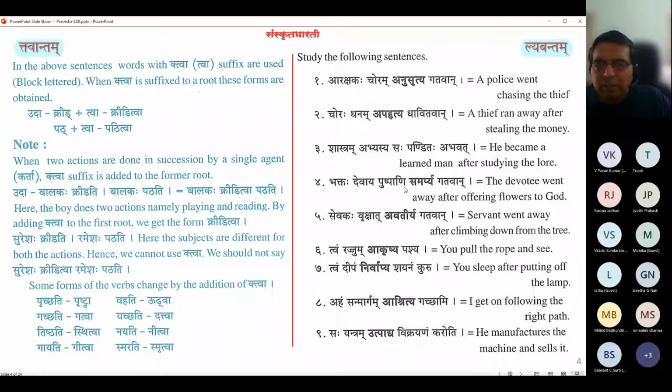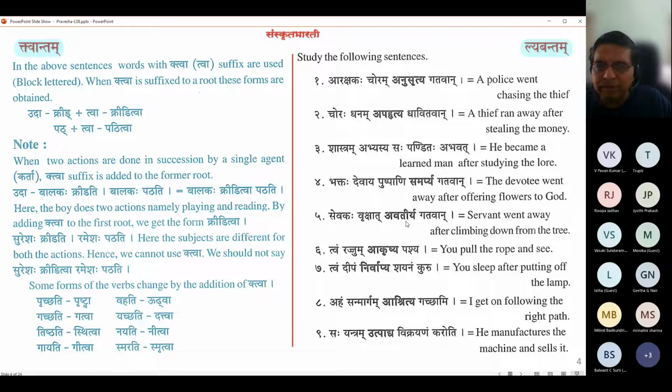Bhaktaha devaya pushpani samarpya gatavan. So arpanam, and that sam is the upasarga added. Sushtu or samyak arpya. The tvanta would have been arpayitva, but here samarpya comes. Bhaktaha devaya pushpani samarpya gatavan. He gave, like this.